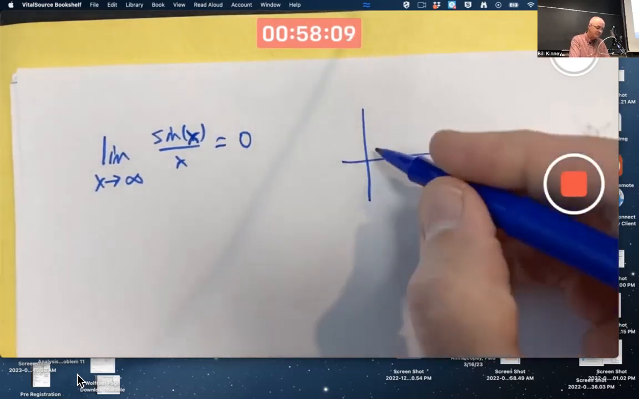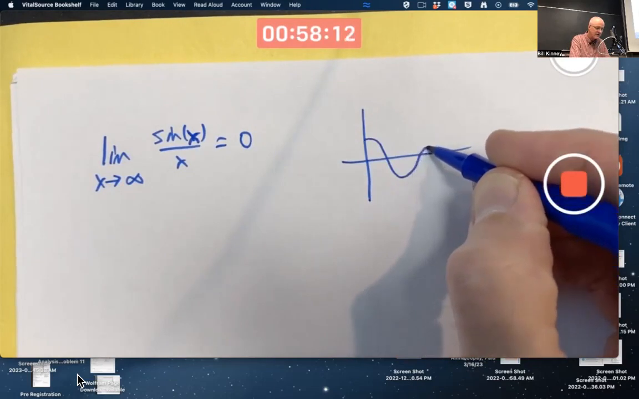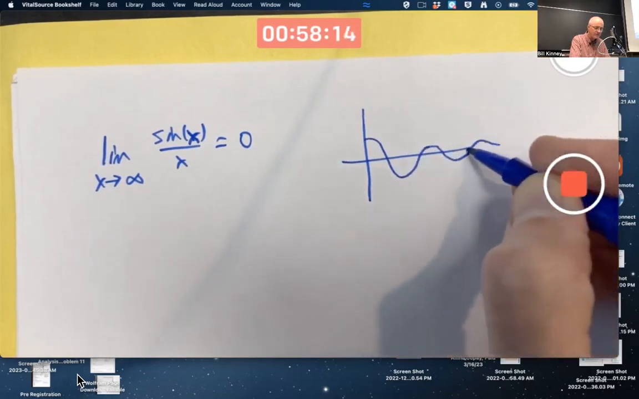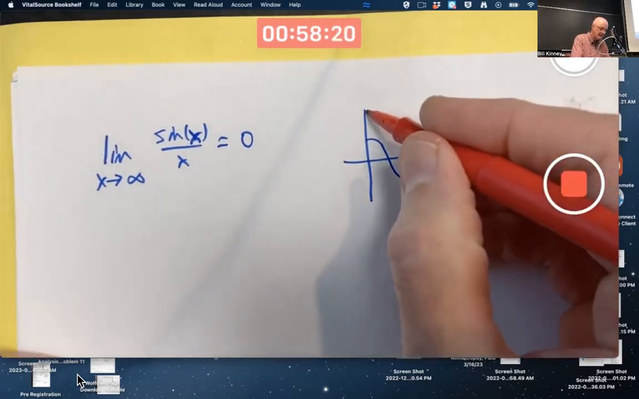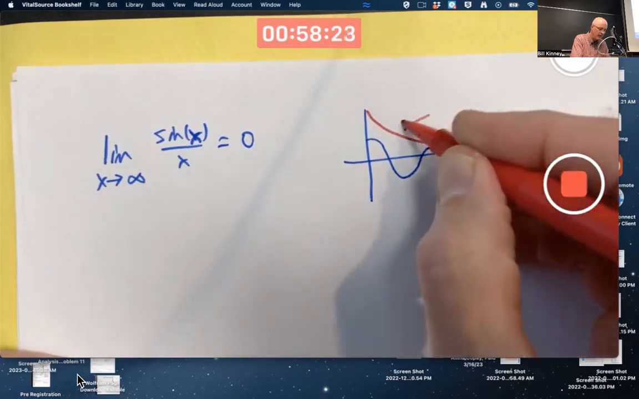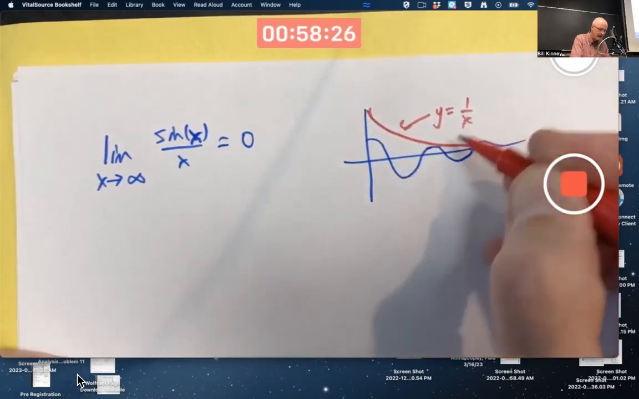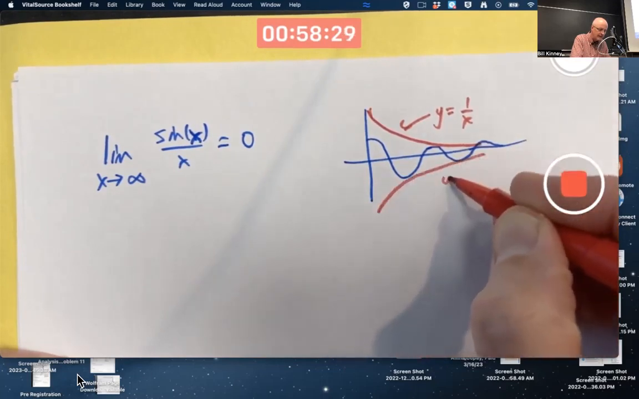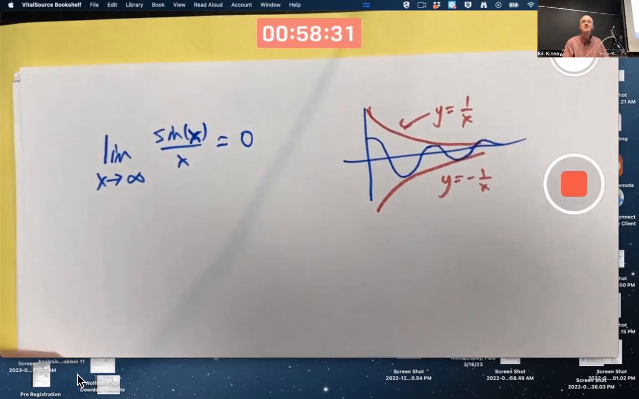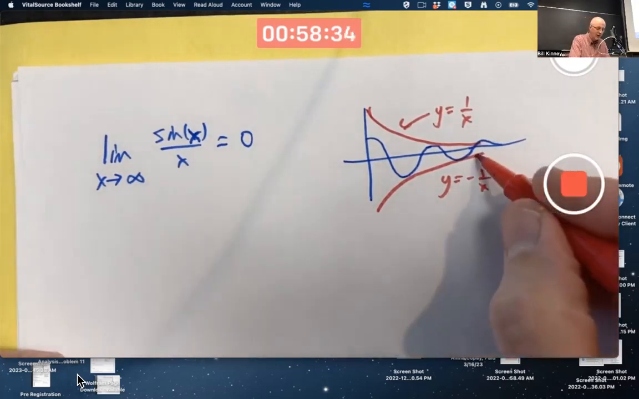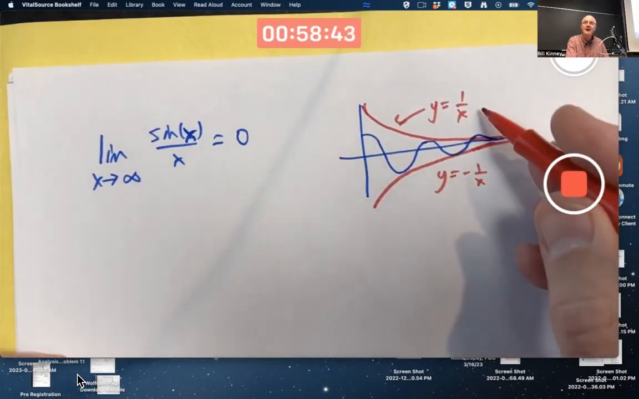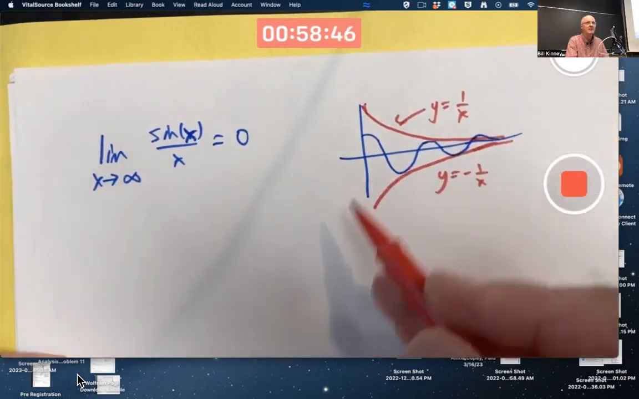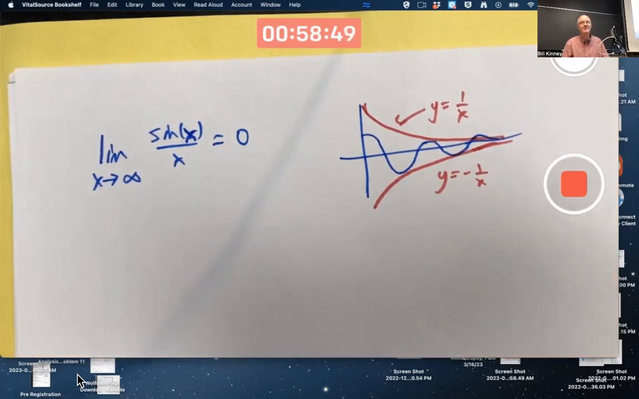Well, essentially, because the sine function is always between -1 and +1, this graph is between the graph of y equals 1 over x and y equals -1 over x, no matter what x is. Both of those graphs, 1 over x and -1 over x, definitely go to 0 as x goes to infinity. We proved that that one did. This blue graph of this function is stuck between them. It's got to go to 0 as well.